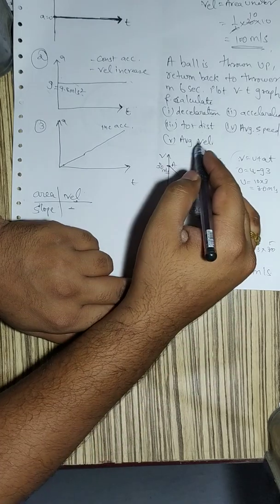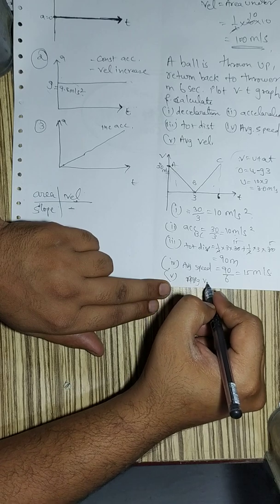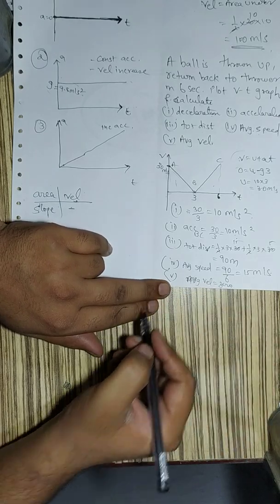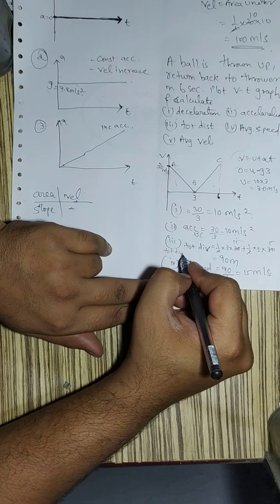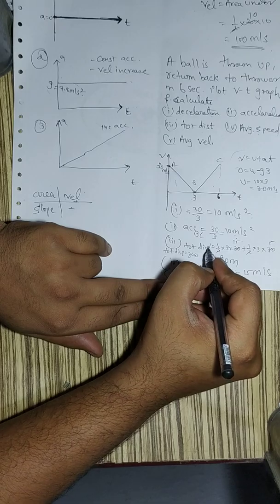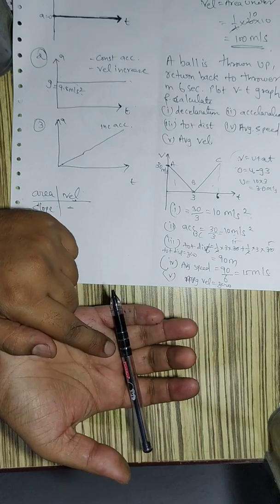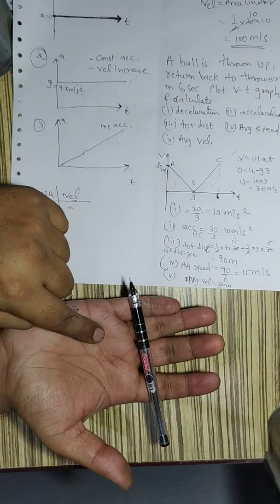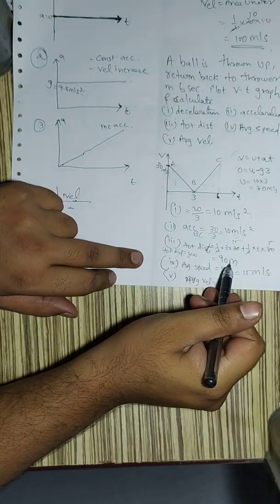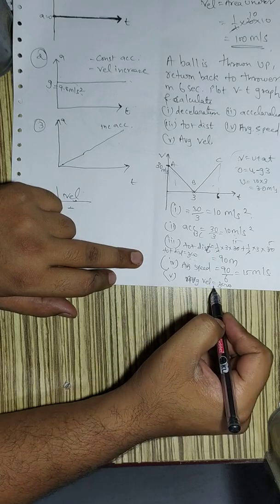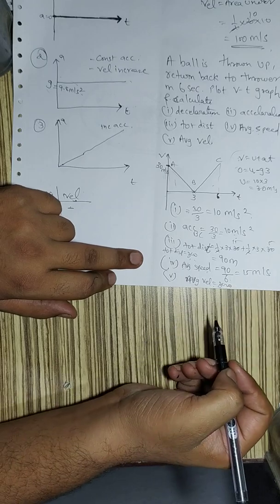And average velocity will be 0. Here the total displacement will be 0, but the total distance will be 90 meters. As the ball is thrown up, it goes up and comes back to the original position, right? It starts from here and again comes back to this point. So total displacement is 0, but the distance it has traveled is 90. Since total displacement is 0, average velocity will also be 0, but it will have an average speed of 15 meters per second.